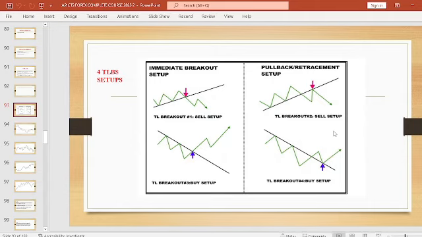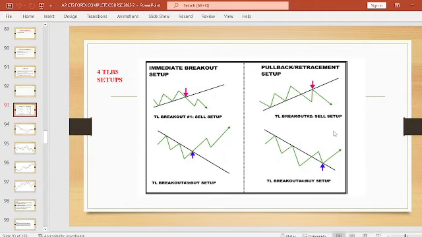We have the breakout and retest, the breakout pullback retracement setup. This is also for a sell. You have drawn an upward trend line, and the trend line is broken, and then all of a sudden price reverses to come and retest. It retraces back to the upward trend line to retest it, and then eventually moves in the downward direction.